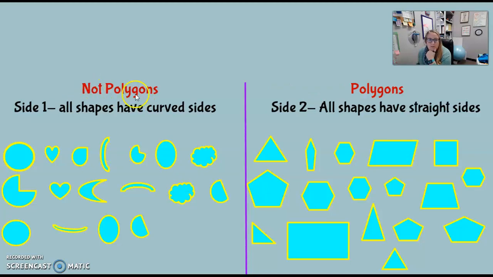Well, side 1, these are not polygons because they all have curved sides. But side 2 all have straight sides. And you remember they have to have at least 3 straight sides and they have to be closed in order to be a polygon. But all of these shapes can be considered a polygon because they have at least 3 straight sides and they're all closed figures.